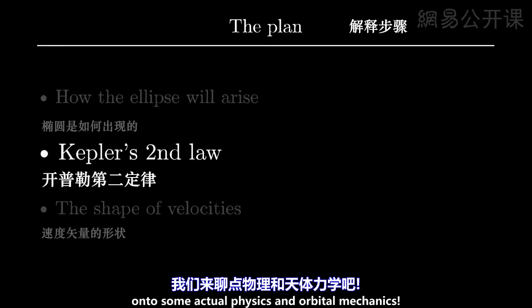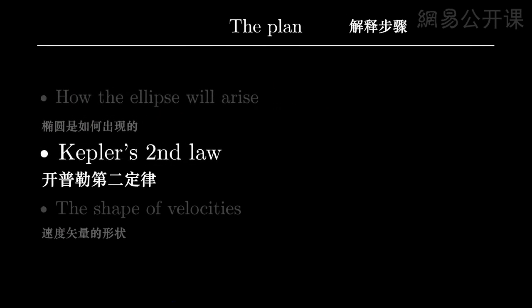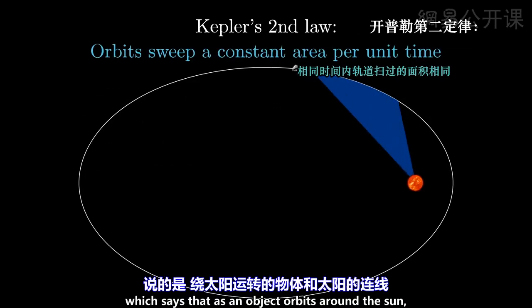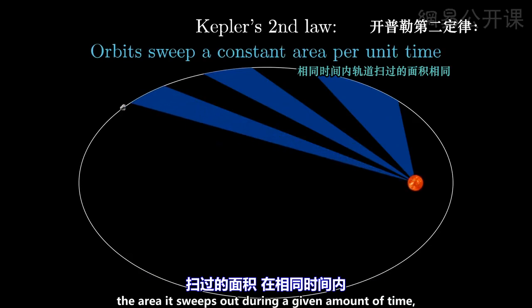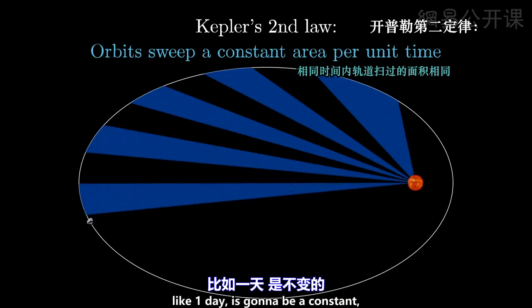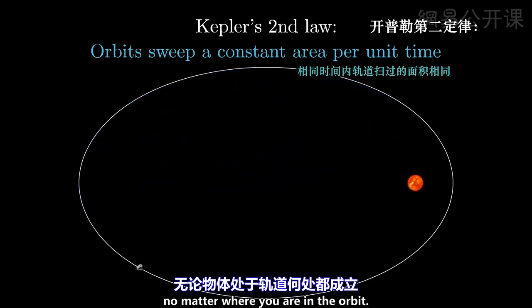Okay, geometry proofing is done. On to some actual physics and orbital mechanics. The first fact is to use Kepler's very beautiful second law, which says that as an object orbits around the sun, the area it sweeps out during a given amount of time, like one day, is going to be constant, no matter where you are in the orbit.